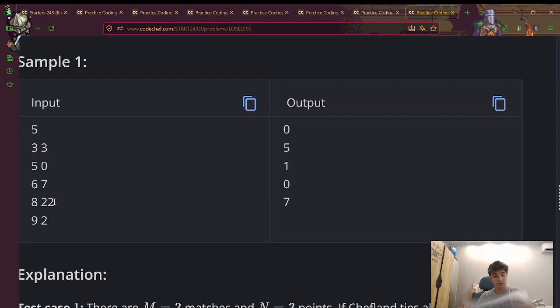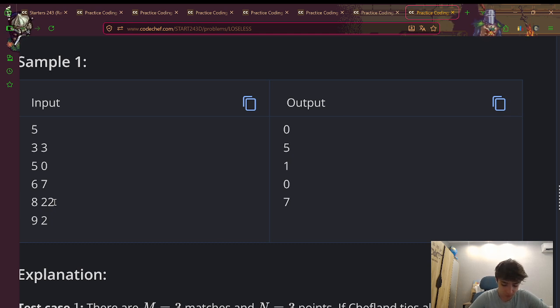Bro, what the hell is that? For example, I think I will do lots of simulations and lots of test cases where A is less than B. For example, 1 and 2. I played one match and I get 2 points. So it's impossible. What about 2 and 3? For example, I win one time and then I lose. That's the point.